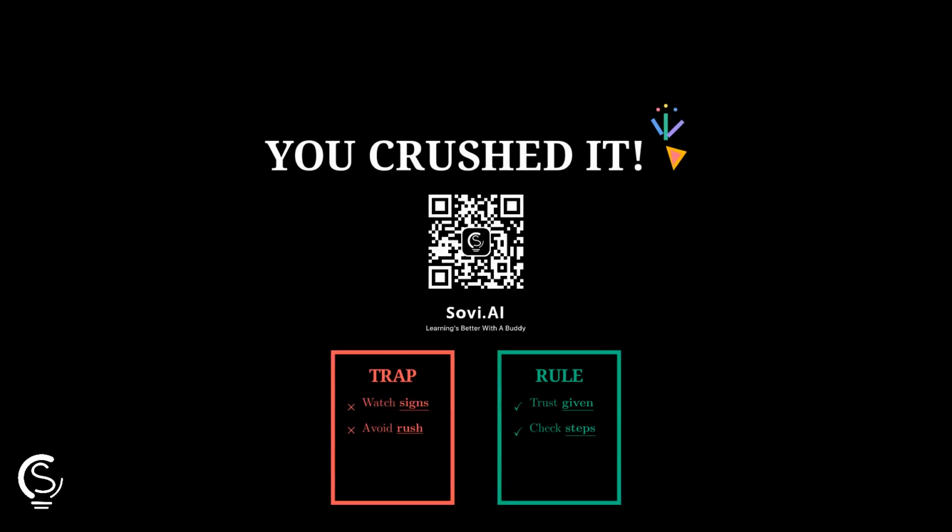The trap is missing signs by rushing. The rule is trust the given expression and check steps carefully.